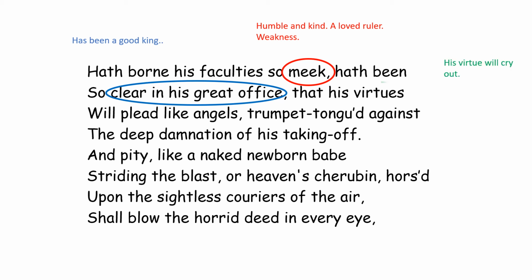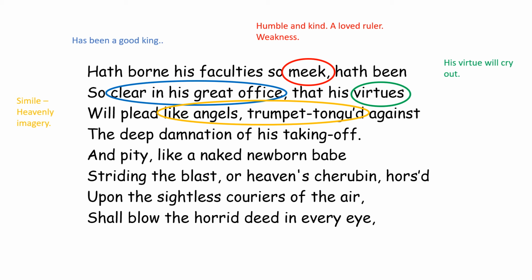"And this, and his virtues, will plead like angels." So the fact that he is so pure and so innocent and good and virtuous means that the virtues themselves will scream out at this unnatural act. And they will plead like angels, trumpet-tongued. You've got that simile there with the heavenly imagery. It's almost like the angels up in heaven will scream out at the injustice of what Macbeth has done.